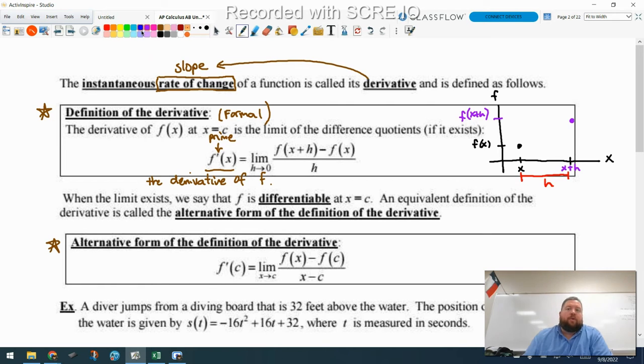Remember what we're doing is we're finding an average rate of change. So draw a line between these two points. My function could be anything, right? My function could be crazy. It could be going like this and like this and like that. It doesn't matter what the function looks like.